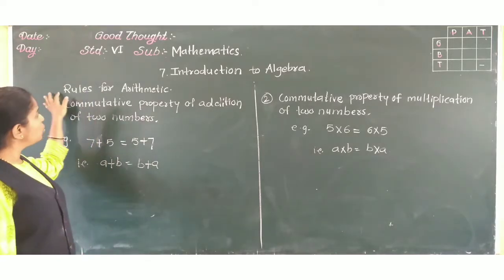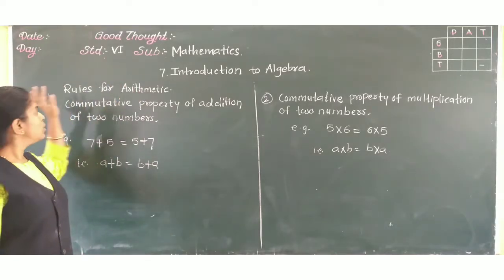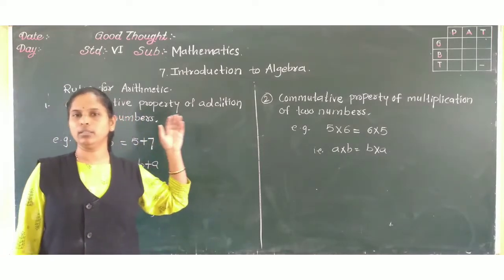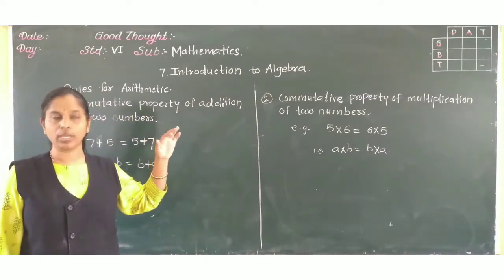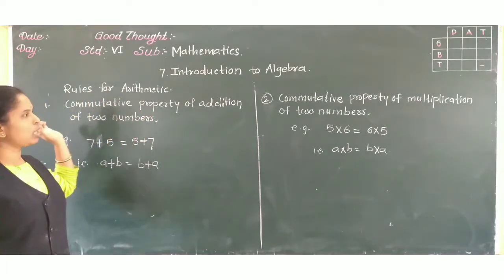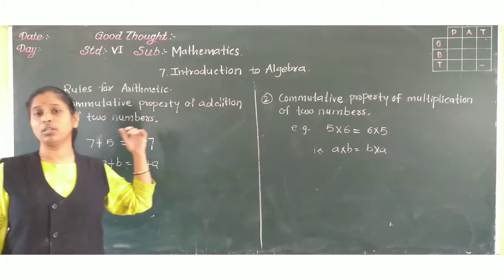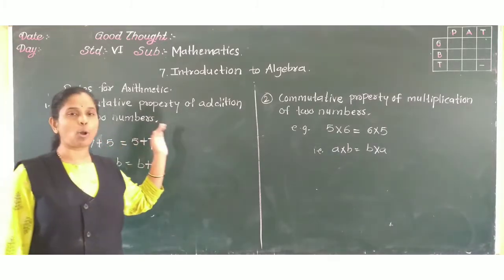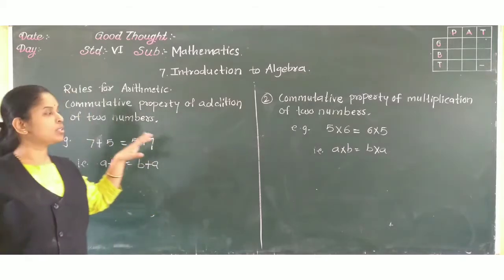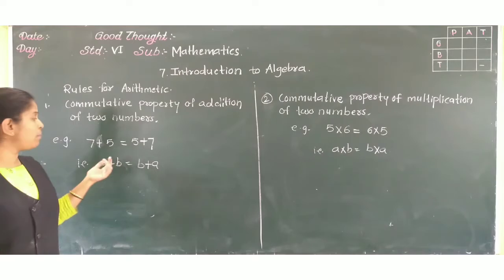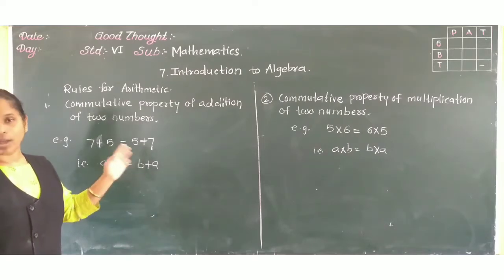Learn, that is rules for arithmetic. So see students, these rules we have learned in lesson number 3, whole numbers. Their commutative property of addition, commutative property of multiplication, associative property, like that we have learned. Those properties we can learn in a more appropriate and better way by using letters. How, I will show.